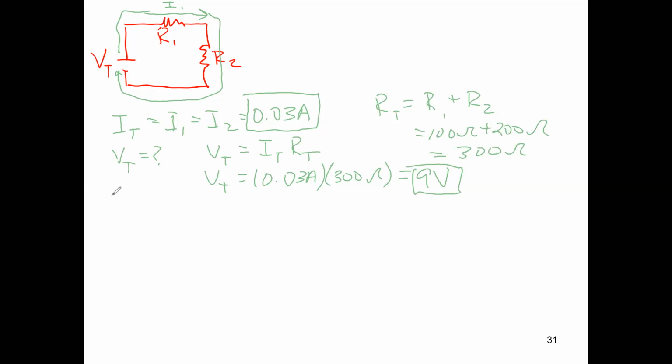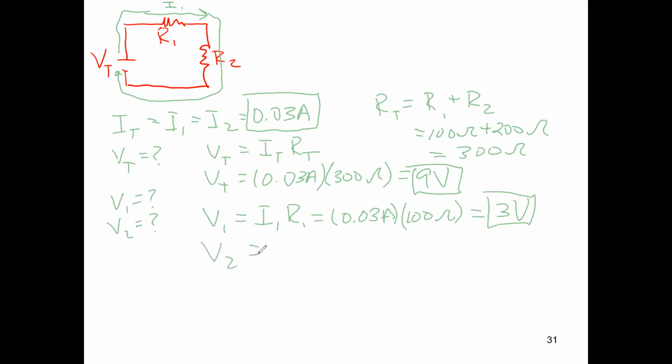The next thing that I was asked for is, what's V1 and also what's V2? All right, so V1 is just going to be the current through resistor 1 times the resistance of resistor 1. So 0.03 amps times 100 ohms gives us 3 volts. All right, and I think you can guess what that means, that the voltage across resistor 2 is going to be 6 volts. Oh, okay, well, 3 plus 6 is 9.